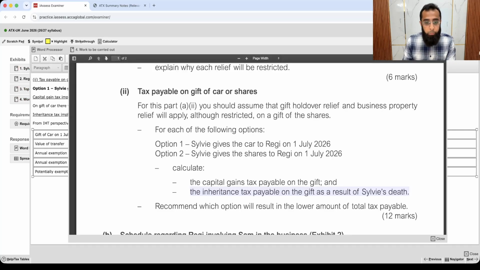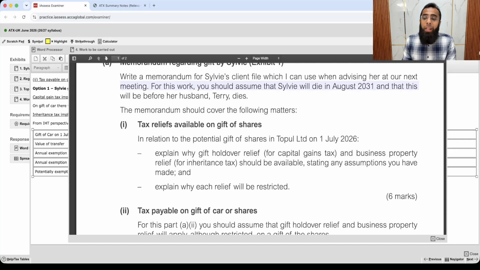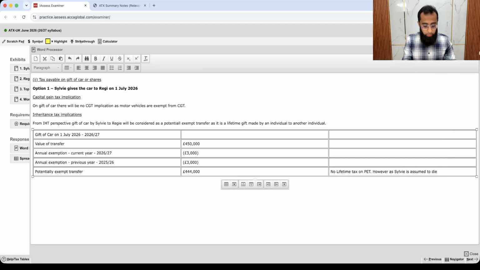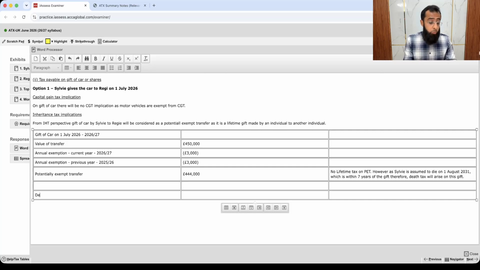It was written in the question. It's assumed that she will die on August 31. So July 2026 to August 2031, it's within 7 years. As Sylvie is assumed to die on 1st August 2031, which is within 7 years of the gift, therefore death tax will arise on this gift. So death tax, August 2031. This is the death date.